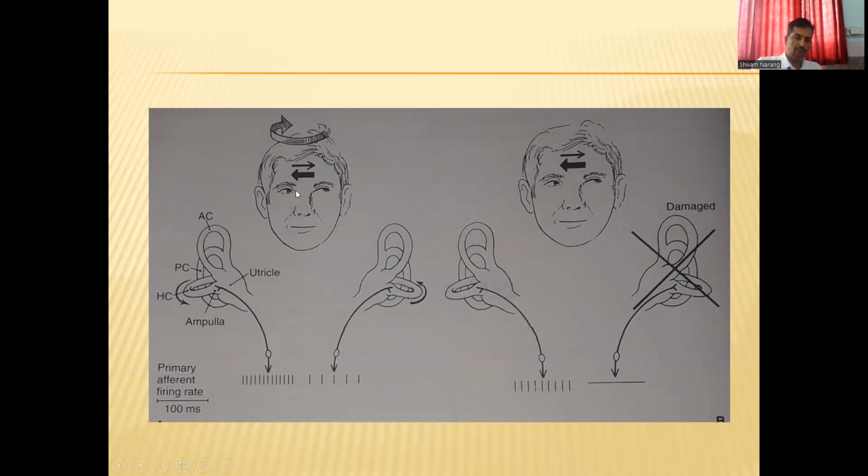This dark arrow shows the increased firing rate, and this small arrow shows the decreased firing rate of this side. So whenever our head moves like this, our eyes try to go towards the opposite, left side, and there will be a corrective eye movement again towards the same side: the slow component towards the left side and the fast component towards the same side. Similarly, the same situation happens here when the head is not moving, but one labyrinth has got damaged. One labyrinth has got damaged. What happens?